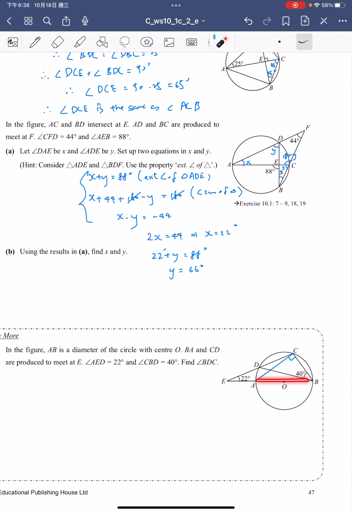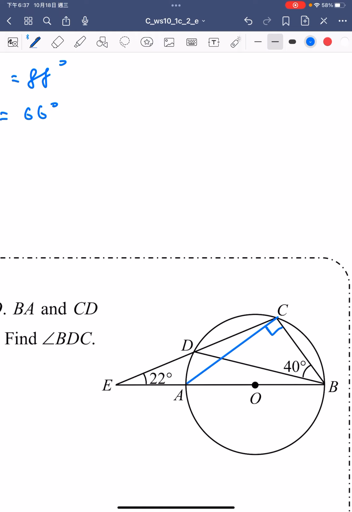So BA is produced to E, and then we have the CD is produced to E as well. So now we have angle AED is equal to 22 degrees, CBD is equal to 40 degrees. What we're going to find is the angle BDC. So BDC is something that we want to find. We locate it first. That's the something we want to find. Use a highlighter to highlight it.